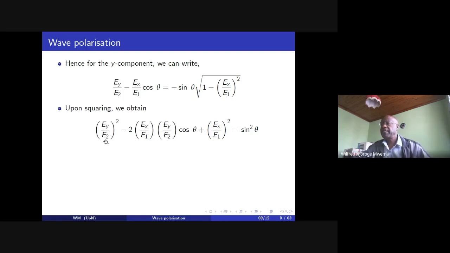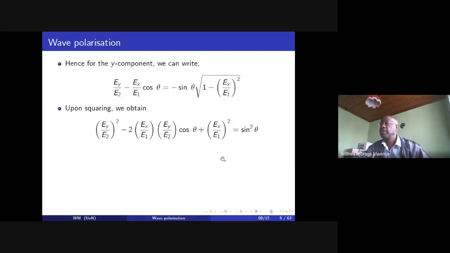But Ey by E2 all squared minus twice Ex E1 Ey E2 cos theta plus Ex by E1 all squared must be equal to sine squared theta. All we have done is to take this value, it will be sine squared theta times Ex by E1 all squared, and we take it to this other side, and it will cancel with the Ex by E1 all cosine squared. So we'll see an Ex by E1 all squared into sine squared theta plus cos squared theta, and therefore this just remains as that.